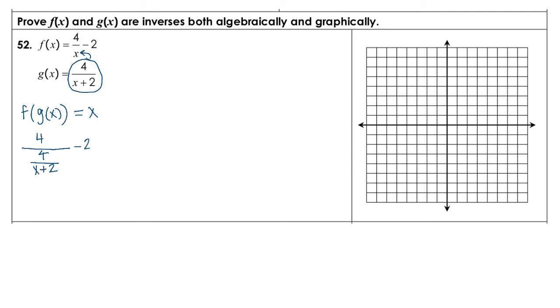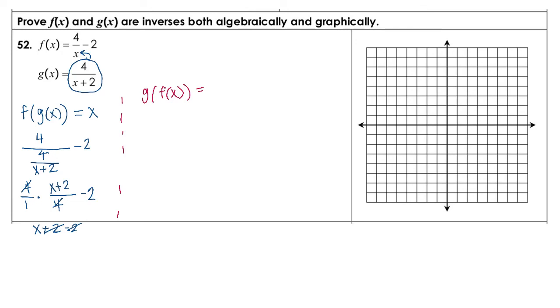And keep in mind the whole idea: keep, change, flip. So we're going to keep our first part, and we can think of that as over 1 times x plus 2 all over 4, and then minus 2 out here. Our 4's do cancel, and so I'm left with x plus 2 and then minus 2, and then those cancel, so I am left with just x. Okay, now if we show the other direction, that other direction would be g of f of x.